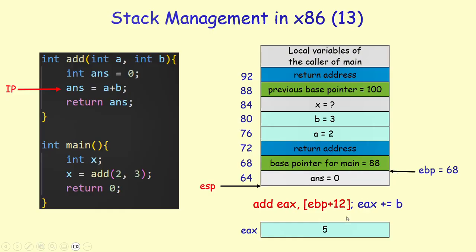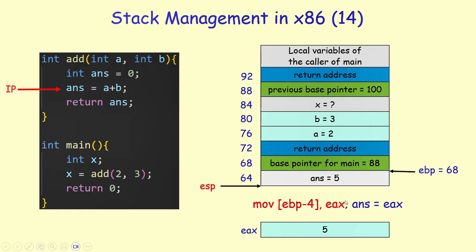All right, so we have computed our add instruction. So the value of EAX is now 5. And I need to store this value back into the local variable ANS, answer. So how do I do that? Which is simply a move instruction. This time, the destination is EBP minus 4, which is the address of the local variable ANS.